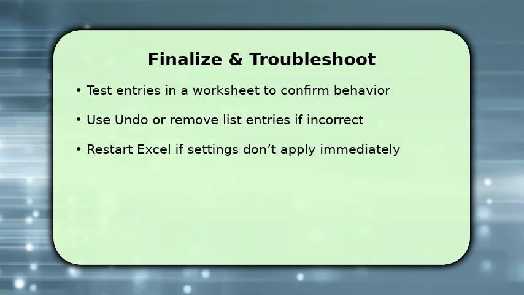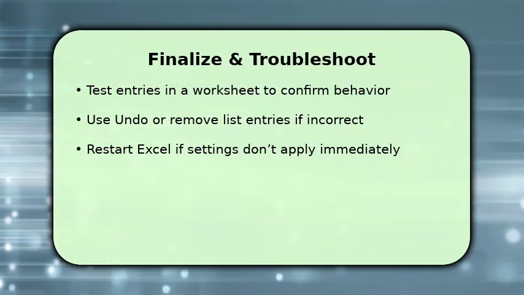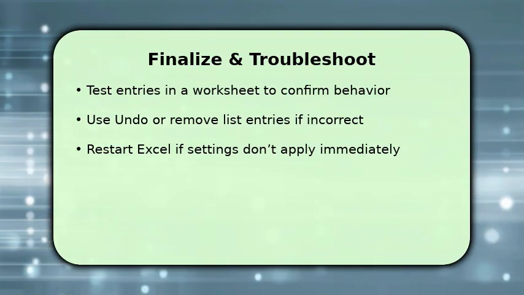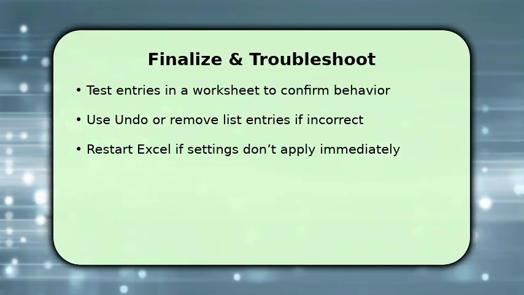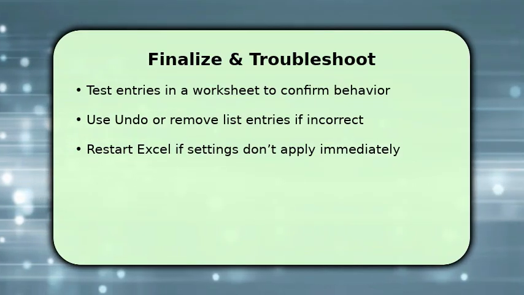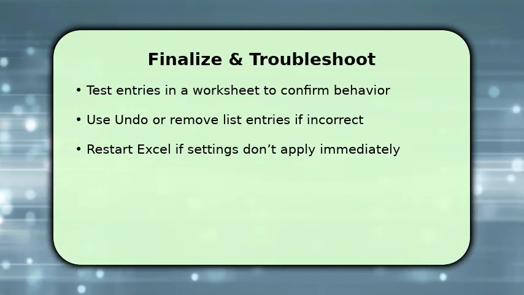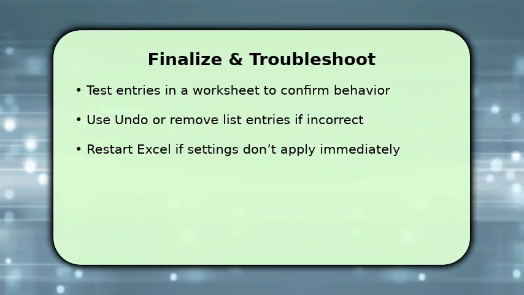If changes don't take effect, save settings and restart Excel to ensure the configuration reloads. One key troubleshooting tip: disable add-ins temporarily if autocorrect still fails. An add-in can override built-in behavior.